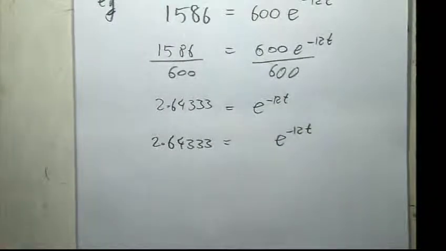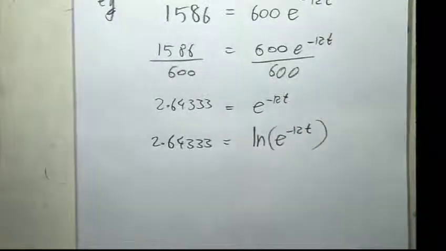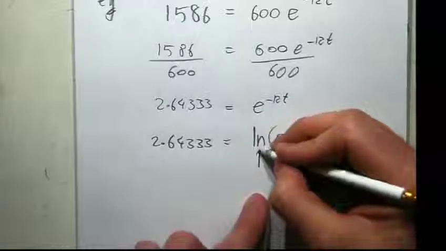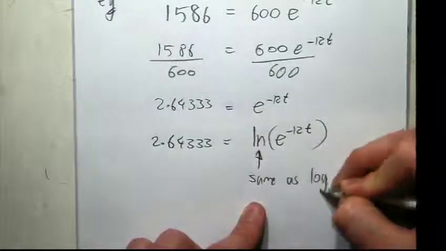So what I'm going to have to do is log base e. Because when you have e to the power of, the way to get rid of that is to do log base e. That's what log base e is for. And you should know that log base e in your calculator is called ln. So this here is the same as log base e.